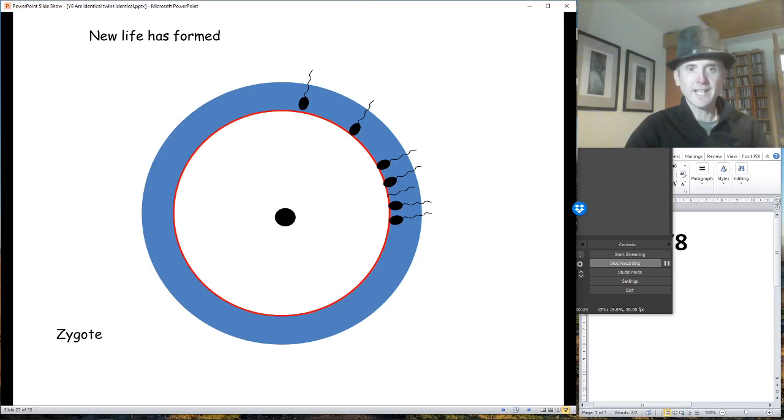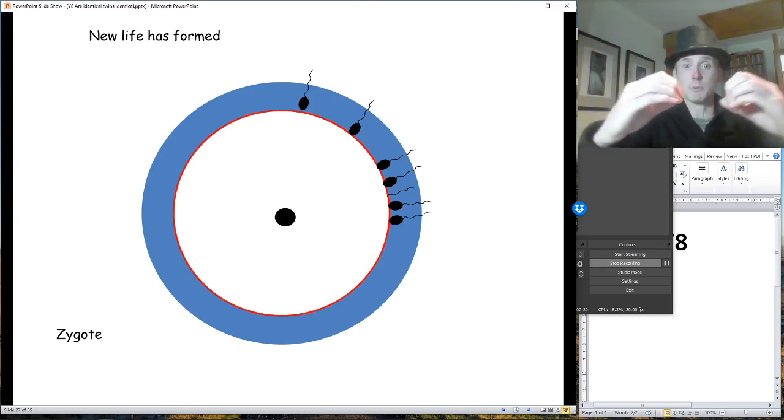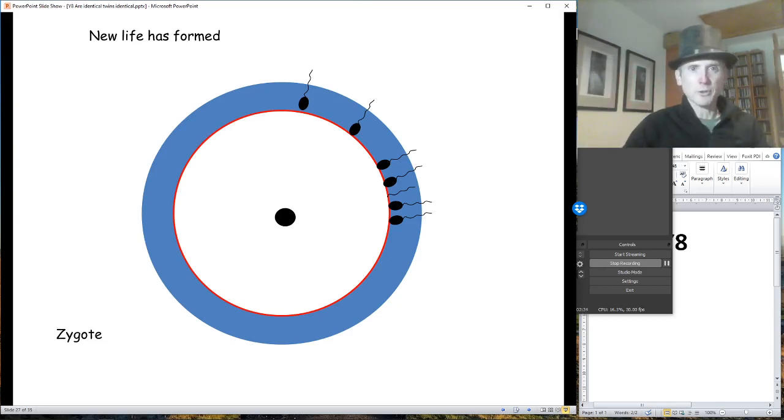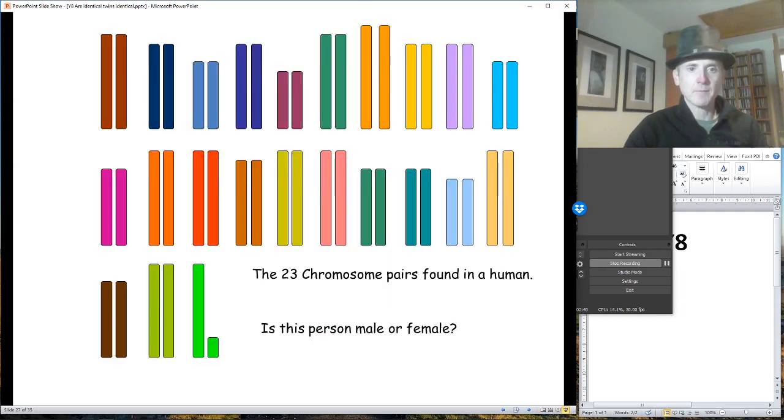However, occasionally, instead of it dividing and staying as a ball of cells, it can split into 2 separate cells. So it kind of does that, 2 separate zygotes or balls of cells, and therefore that will be identical twins. They've got identical genes inside them.